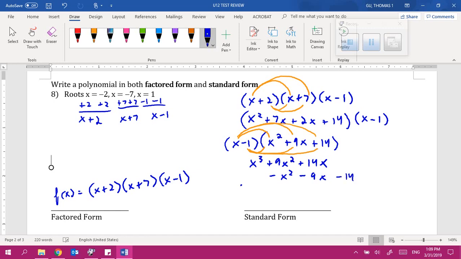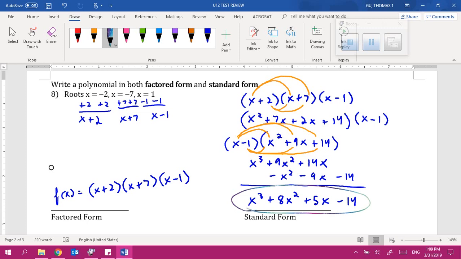And then look, watch, I'm actually going to combine them like this, and this will give me my answers. It's a very visual way to combine your like terms. X cubed, nothing to combine it with, x cubed. 9x squared minus x squared gives me plus 8x squared. 14x minus 9x gives me plus 5x. And then minus 14's got nothing to combine with, so just minus 14. And here's my answer. X cubed plus 8x squared plus 5x minus 14.